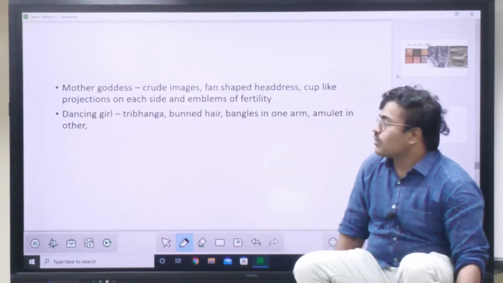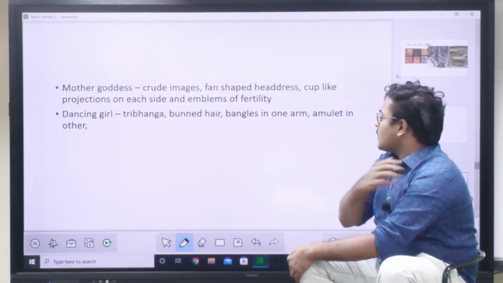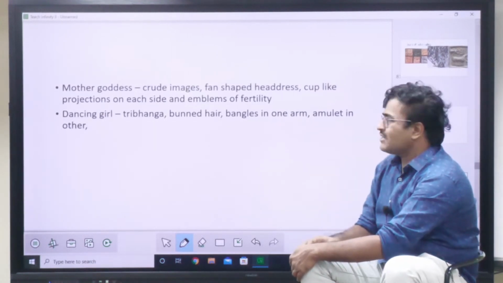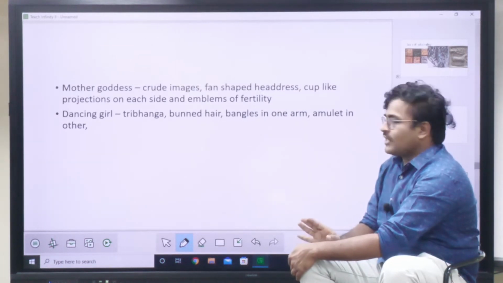Okay, mother goddess figures are crude images. A fan-shaped headdress is there, cup-like projections on each side, and emblems of fertility are there. Then the dancing girl: Tribhanga pose, bun hair, bangles in one arm, an amulet in the other.